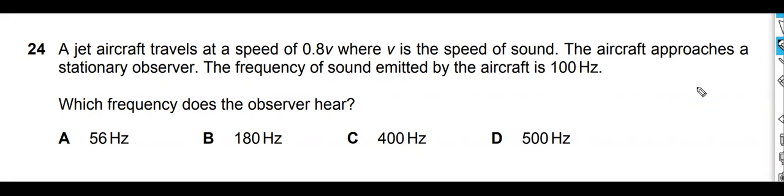Another paper 1 worked example, which reads: a jet aircraft travels at a speed of 0.8 v, where v is the speed of sound. The aircraft approaches a stationary observer. The frequency of sound emitted by the aircraft is 100 hertz. Which frequency does the observer hear?